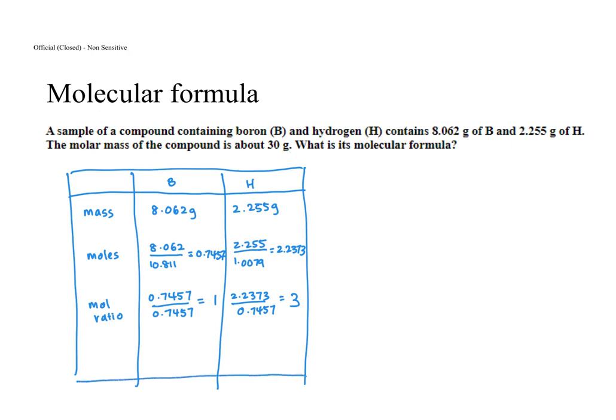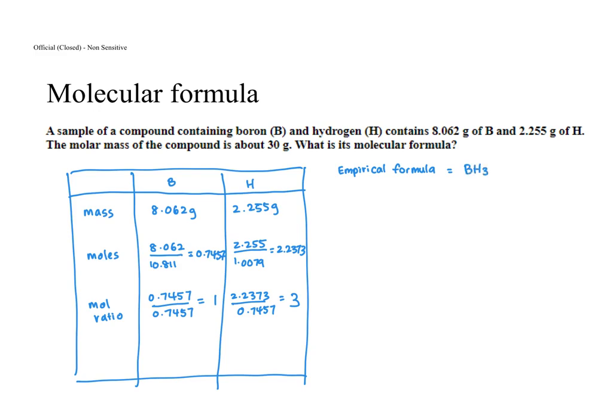So now we have the mole ratio of 1:3. So we can say the empirical formula is BH3.